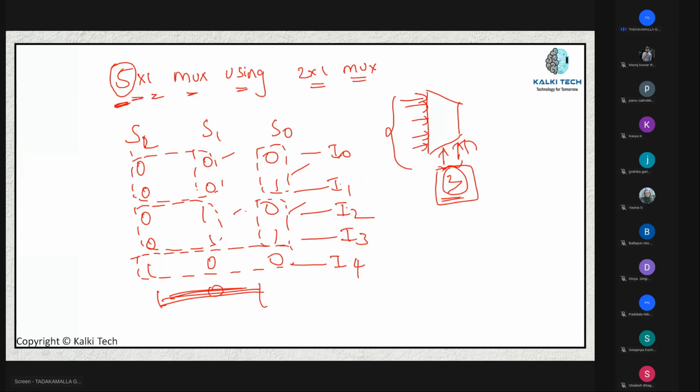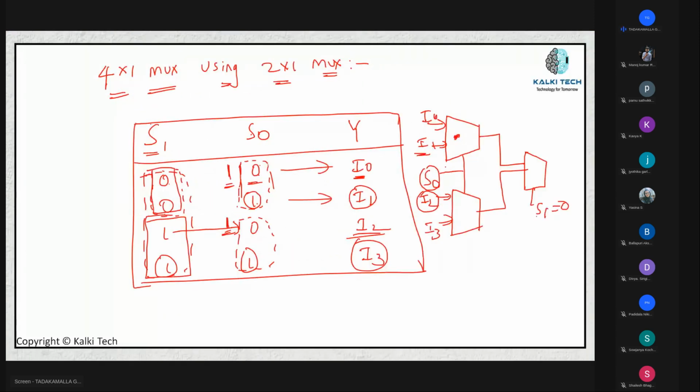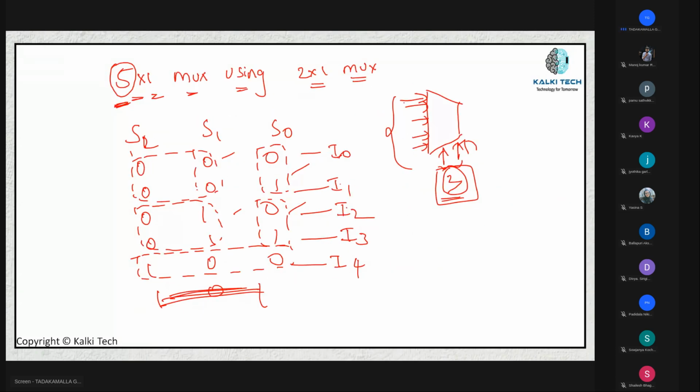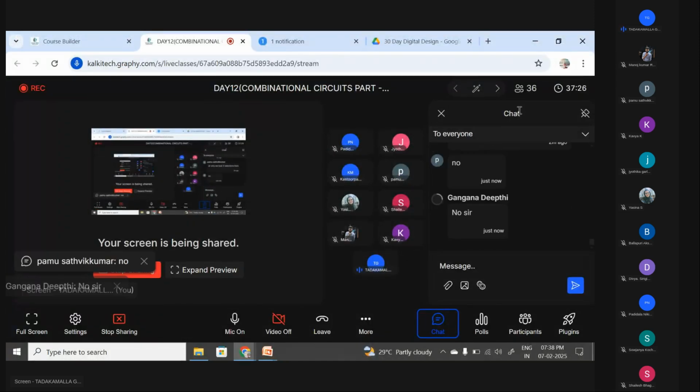No, not like this. Can anyone try and let me know why we took three select lines? Just now I explained, right? So for a 5 cross 1 mux, how many inputs we have? 5 inputs. So is there any multiplexer with 5 inputs? Is there any? No. So we have 8 cross 1 mux. Okay, but we should have 5 inputs, so we are making the remaining as ground.